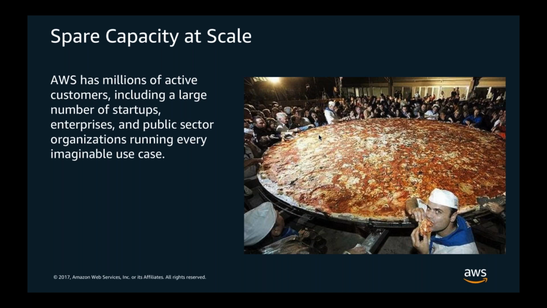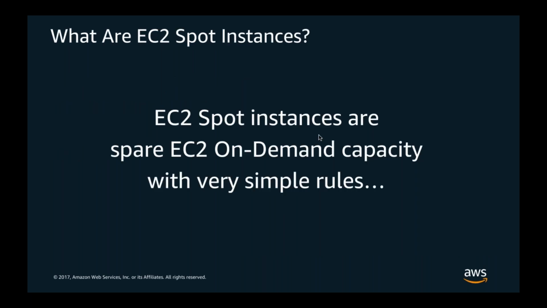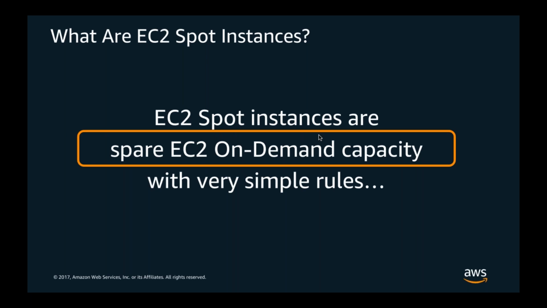So let's understand a bit about capacity, right? So AWS has millions of active customers. That ranges from large enterprises, startups, public sector organizations, every imaginable customer and use case you can think of. So what does that mean? That means we need to have a lot of spare capacity in our data centers to allow our customers to scale when they need to scale, right? But we don't want that extra capacity just sitting there. So what does this mean? This means that we've enabled that spare capacity to be available to you through something called Spot instances and the spot market. And at the end of the day, EC2 Spot instances are really simply spare EC2 on-demand capacity with a couple of very simple rules.